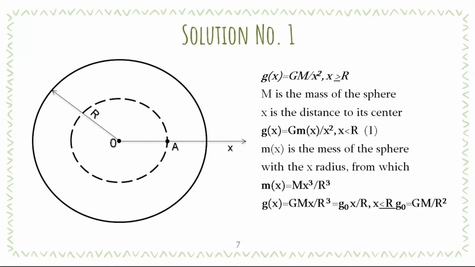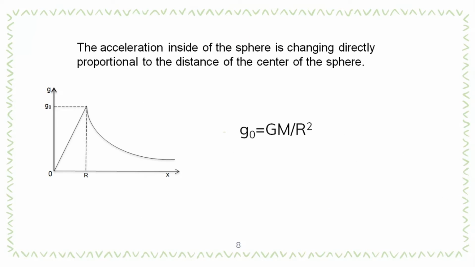And g0 is the acceleration of gravity on the surface of the sphere. Meanwhile, we see that g0 is equal to GM divided by R squared, and this gives the graph of the dependency of g on the distance x from the center.